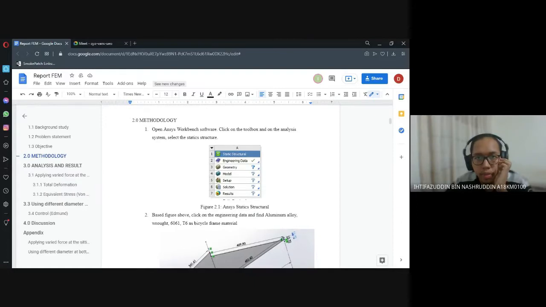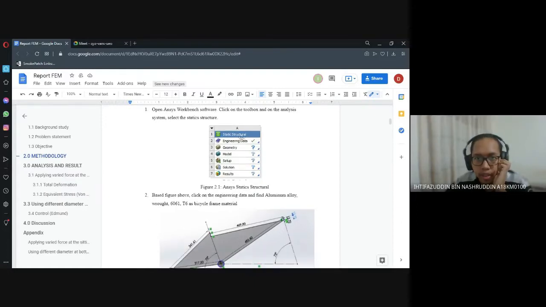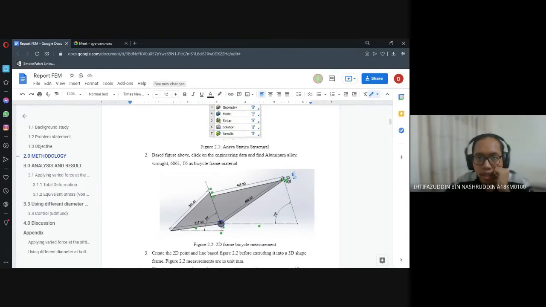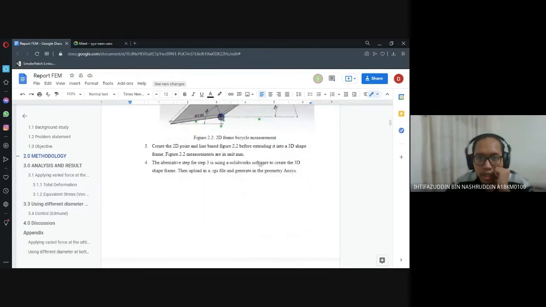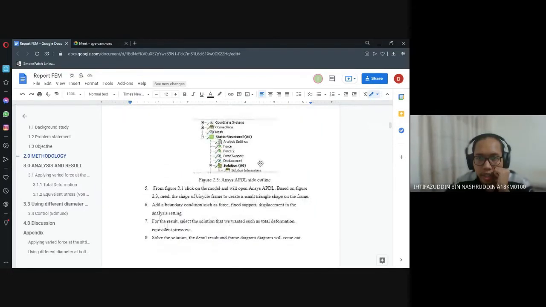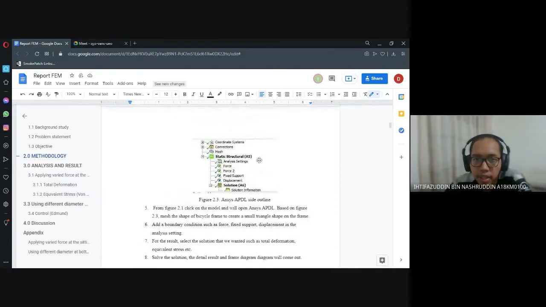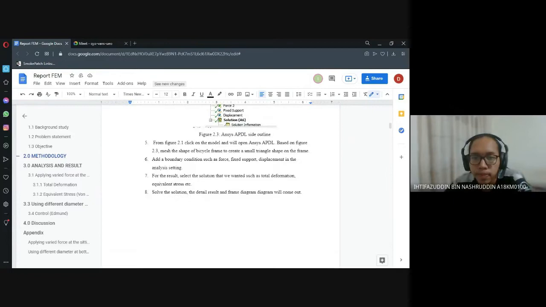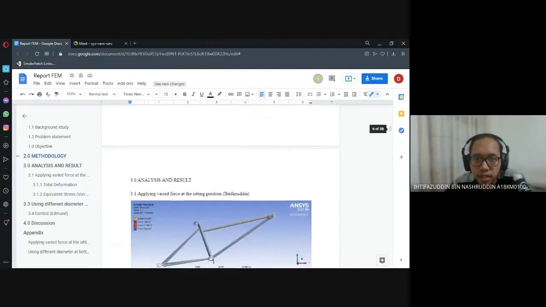First, you need to open the Workbench software and open the static structure in the toolbox, and then we create a geometry and select the material, aluminum alloy, in engineering data. The model is created in ANSYS, and then we create a mesh for the element. Then we select the solution that we want, either total deformation, equivalent stress, or bending moment diagram, and then we solve the solution.